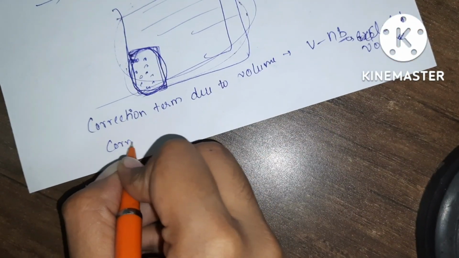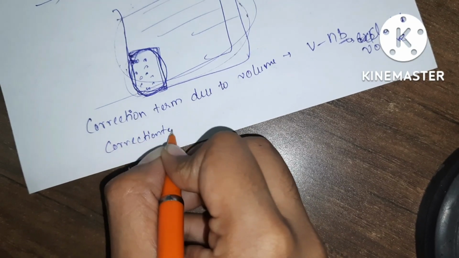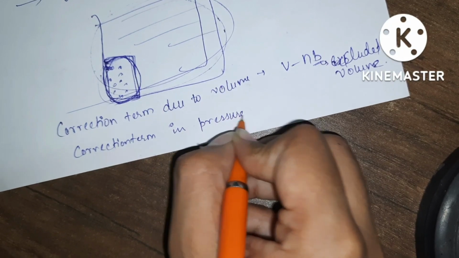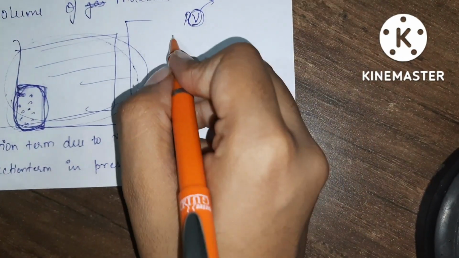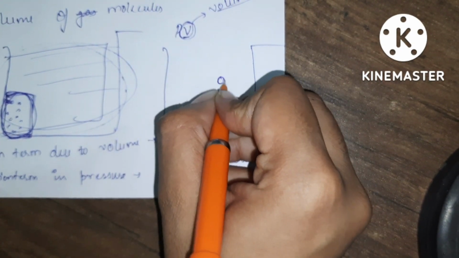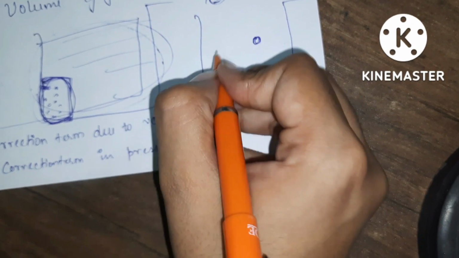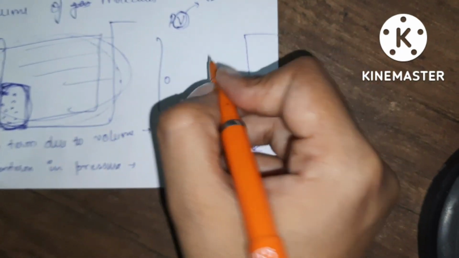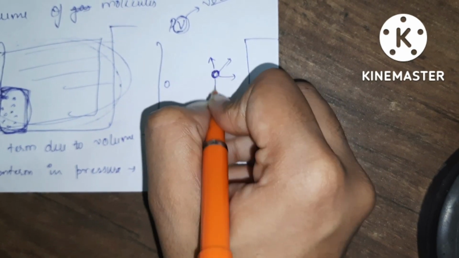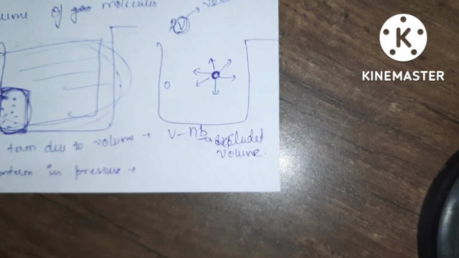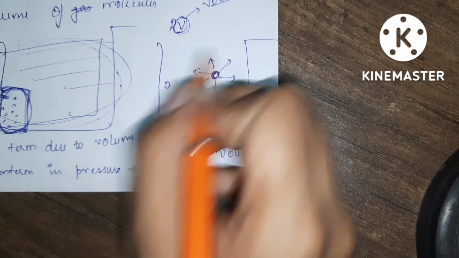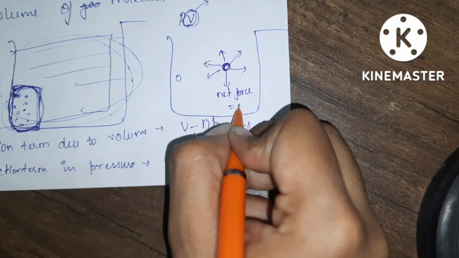Pressure term, correction term in pressure. We are considering that there are some attractive forces between the gas particles. Inside the container there are attractive as well as repulsive forces from the molecules all around, and net force in the container is equal to 0.